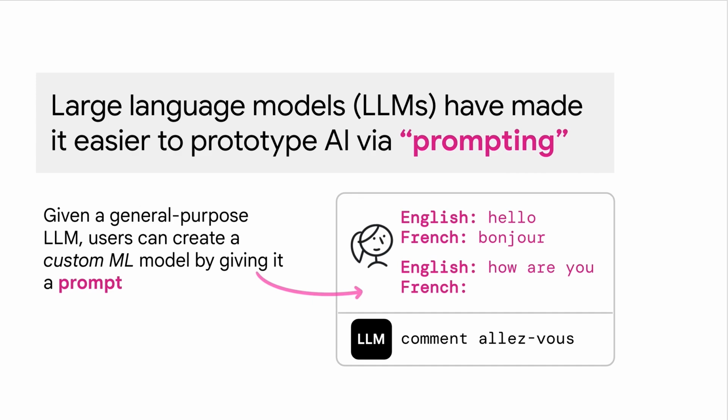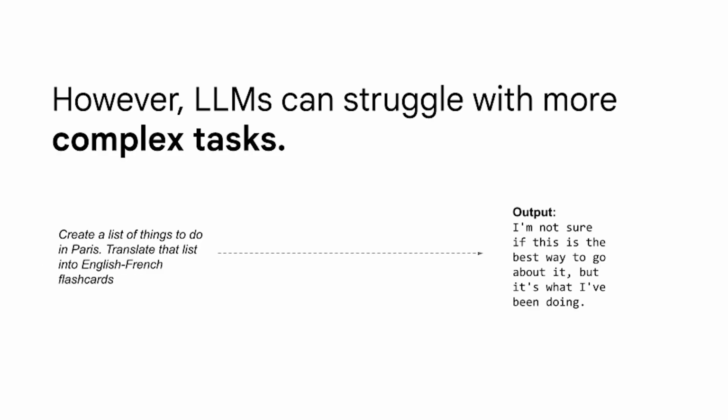Large language models have made it easier to prototype AI, where given a general-purpose LLM, users can create a custom ML model by giving it a prompt. However, LLMs can struggle with more complex tasks. For example, when asked to create a list of things to do in Paris and to translate that list into French, the model failed to generate the desired output.